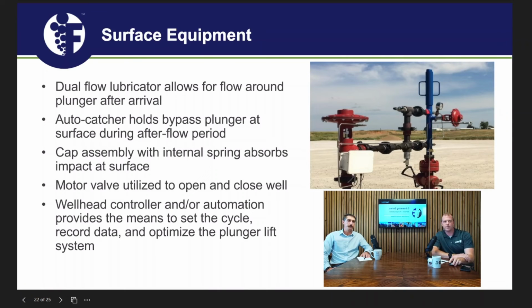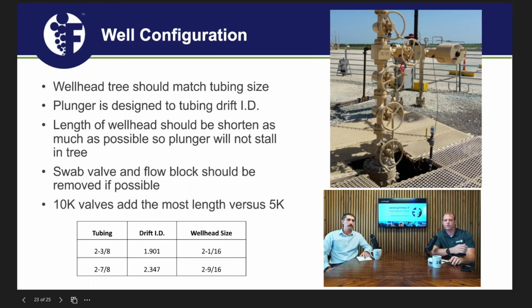Like you mentioned, this is a low pressure one. You can typically match these to your wellhead pressure and to your flow line design, so you see a lot of customization with the lubricators. One other thing I like to talk about with the surface equipment, JD, is matching our lubricator and our plunger to our wellhead configuration.